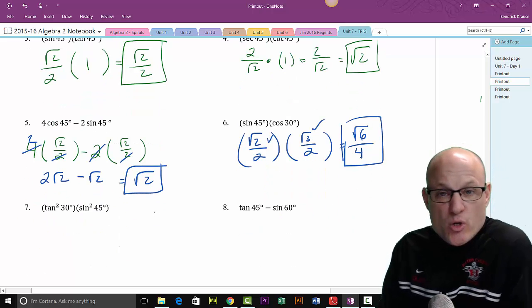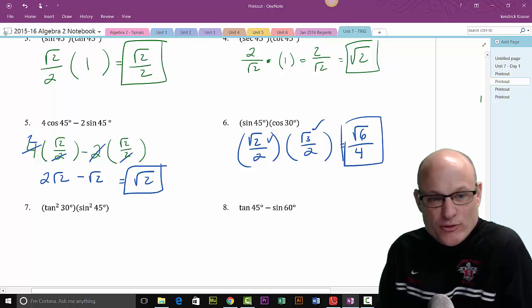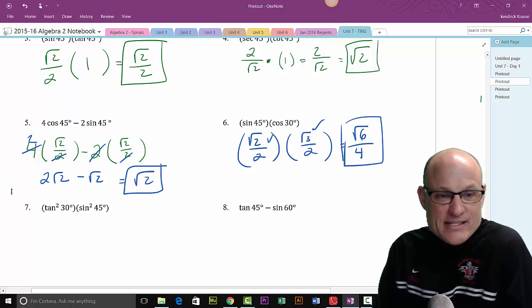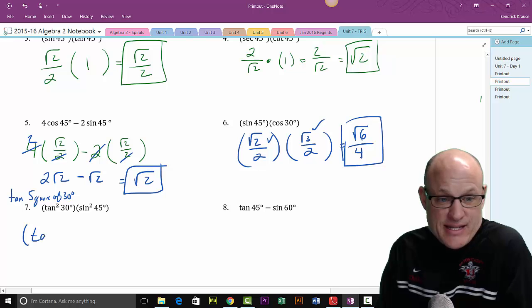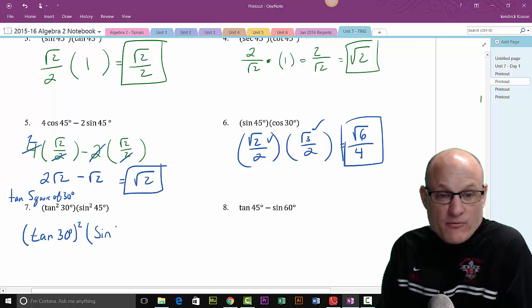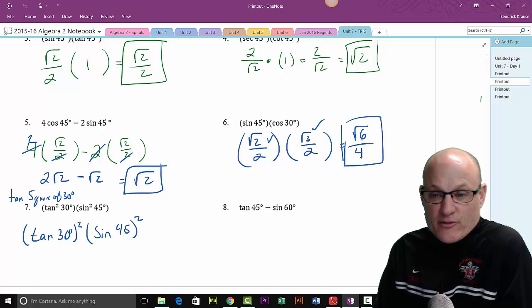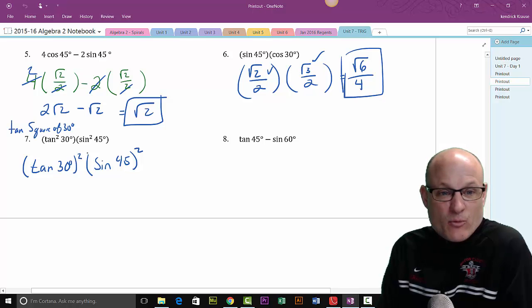Now, this is new notation. So I want to tell you what this is equal to. This is tan squared of 30 degrees. Well, this is how you're going to see it. This is how I want you to rewrite it. It's really tangent of 30 degrees squared times the sine of 45 degrees squared. The square really goes on the outside, but in order to be lazy and not have to worry about it, we put this squared right here, and that way I don't have to rewrite it like this.